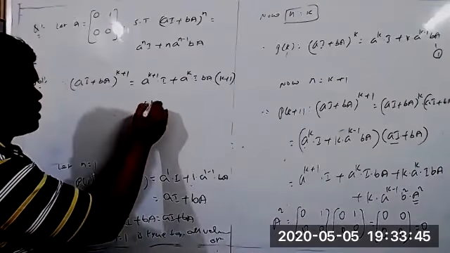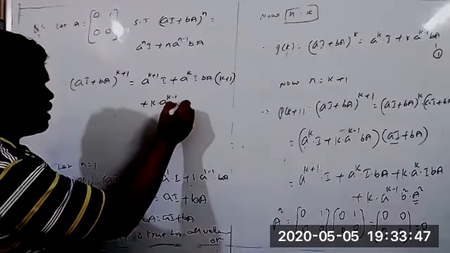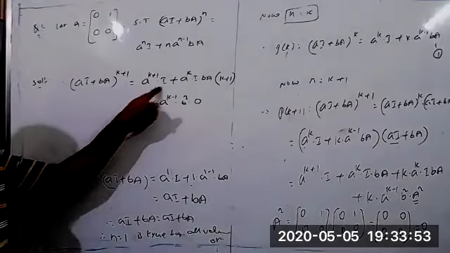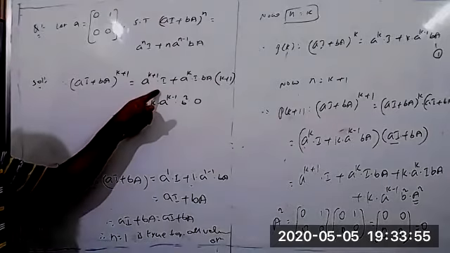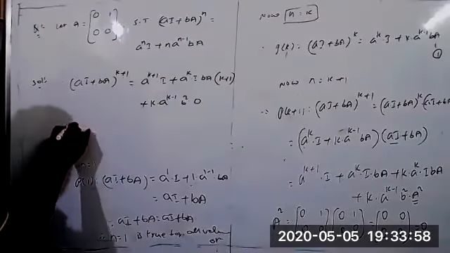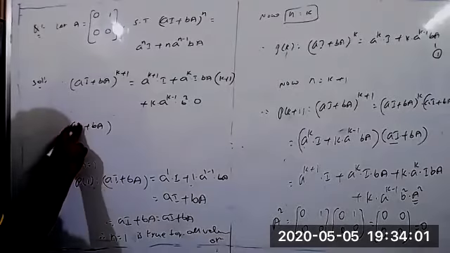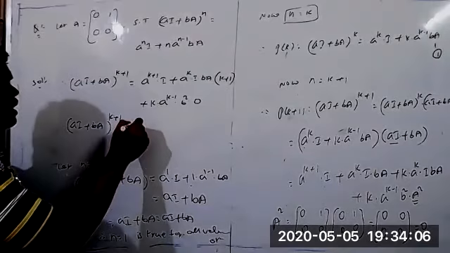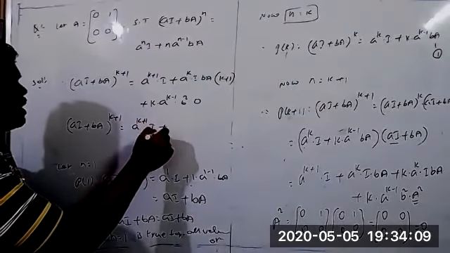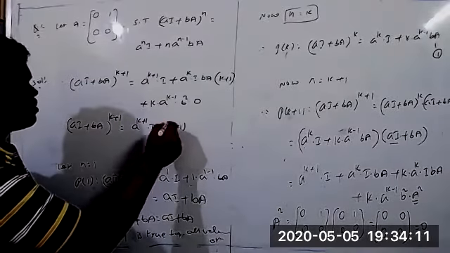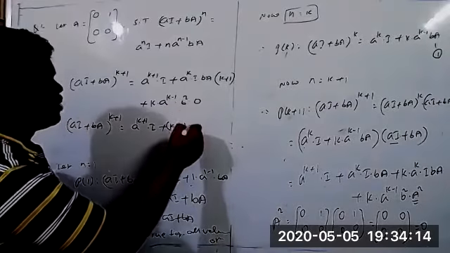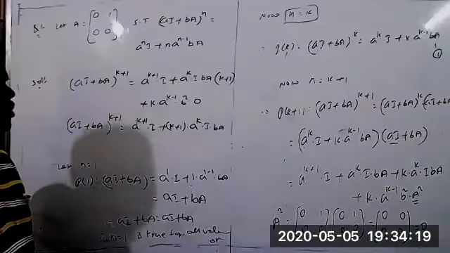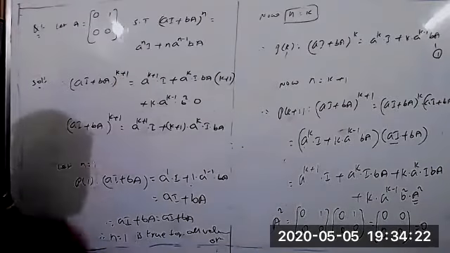Plus k into a power k minus 1 into b square into 0. But 0 into anything equal to what you get now? It becomes 0 only. Correct? Yes. Okay, what about remaining values? So therefore, a plus ba whole power k plus 1 equal to this one you can write as a power k plus 1 into I plus k plus 1 into a power k into I into ba now. So we got the same value.